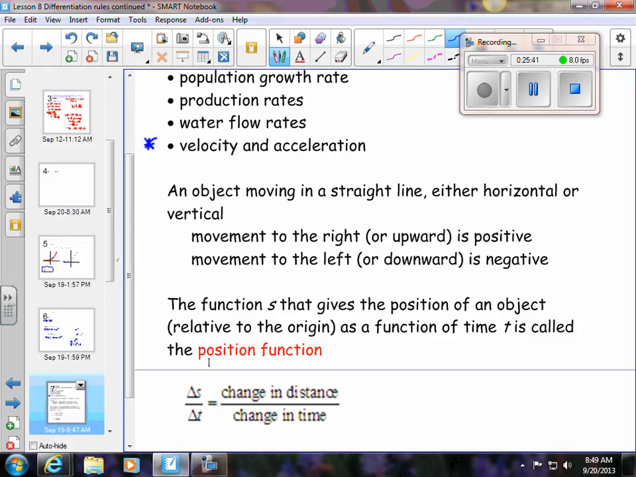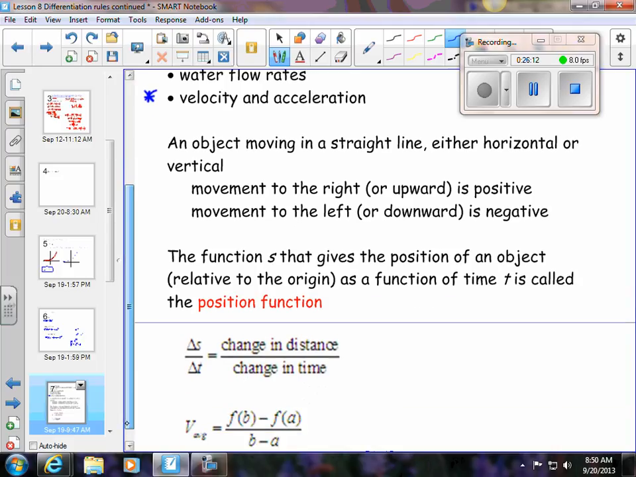Okay? The function s that gives the position of an object relative to the origin as a function of time is called the position function. It's giving the position of the object. The change in s over the change in time, delta s over delta t, is the change in distance over the change in time.